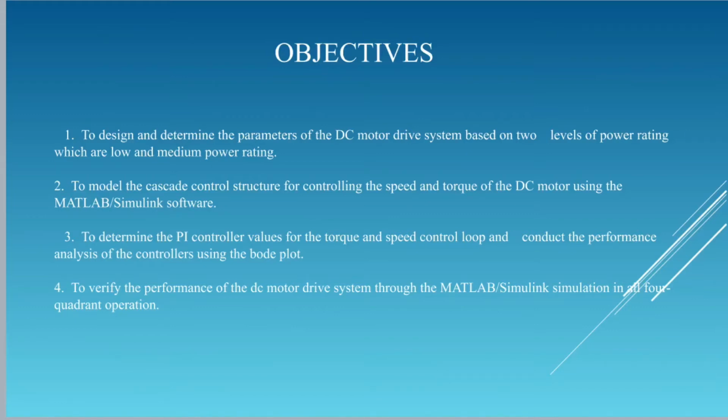Second, to model the cascade control structure for controlling the speed as well as the torque of the DC motor by using MATLAB simulation software. Third, to determine the PI controller values for both the torque and the speed control loop and conduct the performance analysis of the controllers by using the Bode plot. And the last is to verify the performance of the DC motor drive system through the MATLAB simulation in all four quadrant operation.